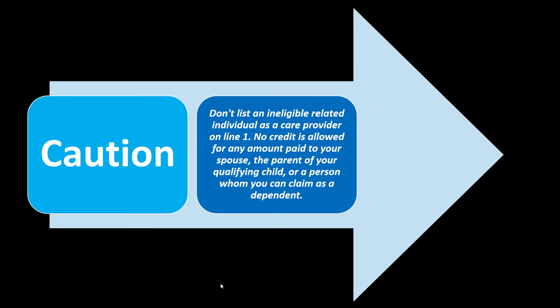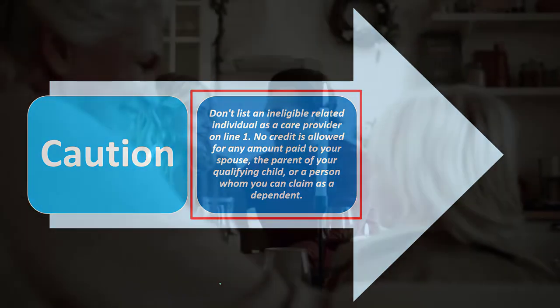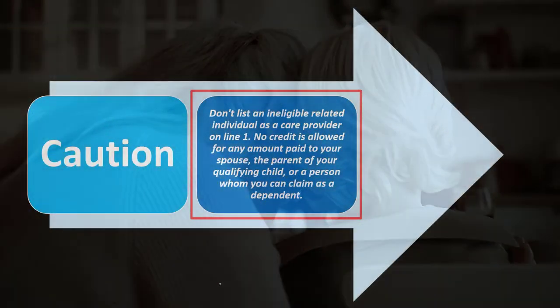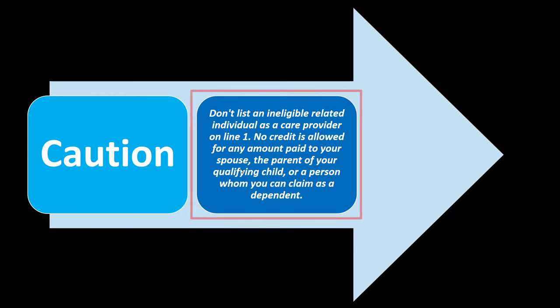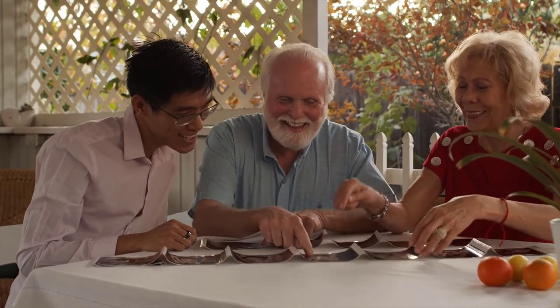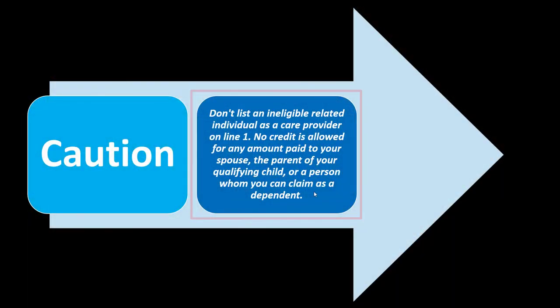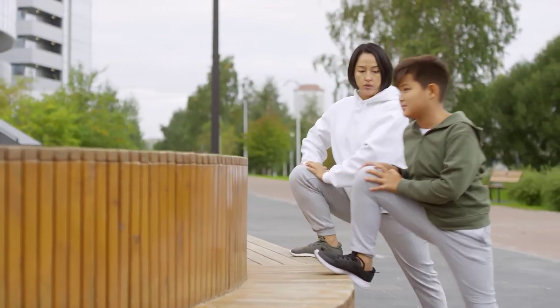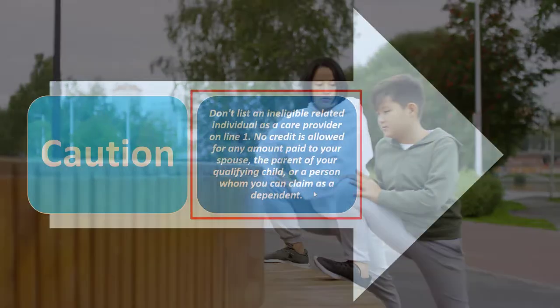So caution: don't list the ineligible related individuals as a care provider in line one. No credit is allowed for any amount paid to your spouse, the parent of your qualifying child, or a person whom you can claim as a dependent. So the person that you're paying for the care cannot be your spouse, because the IRS is basically saying you can't be paying your spouse for the care of the child. The parent of your qualifying child also doesn't count, or a person whom you can claim as a dependent. So if they're another child or some other dependent on your tax return that you're paying to take care of another dependent on your tax return, you can't typically do that.